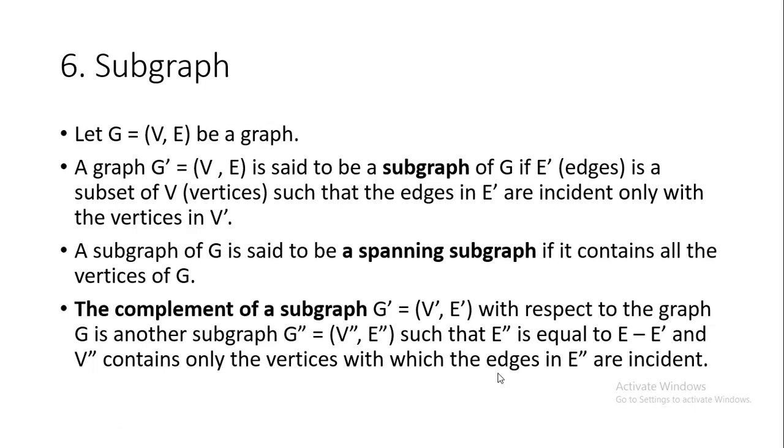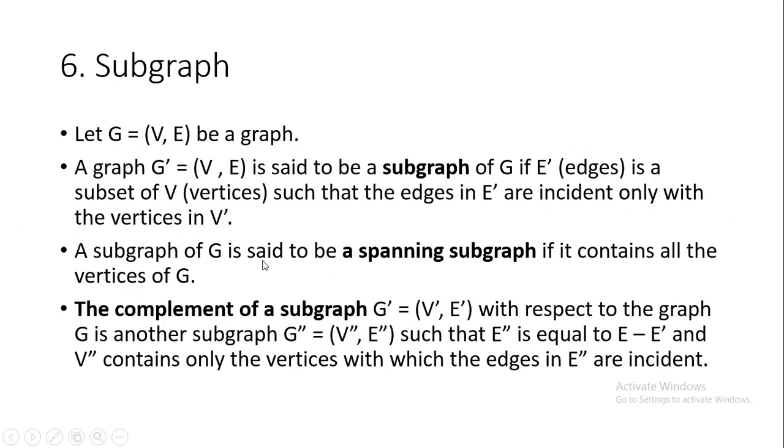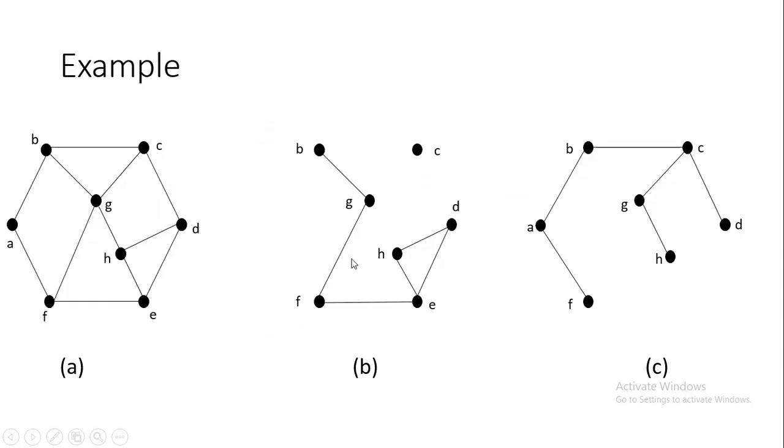See here, by looking at these graphs you can understand what it means. This is a graph G, which is represented in figure A. Then this is B, the graph G dash, meaning the subgraph. What is the definition of the subgraph? V dash is a subset of V and E dash is a subset of E, such that edges in E dash are incident only with the vertices in V dash. That's why this is an example of a subgraph of G, represented by figure B.